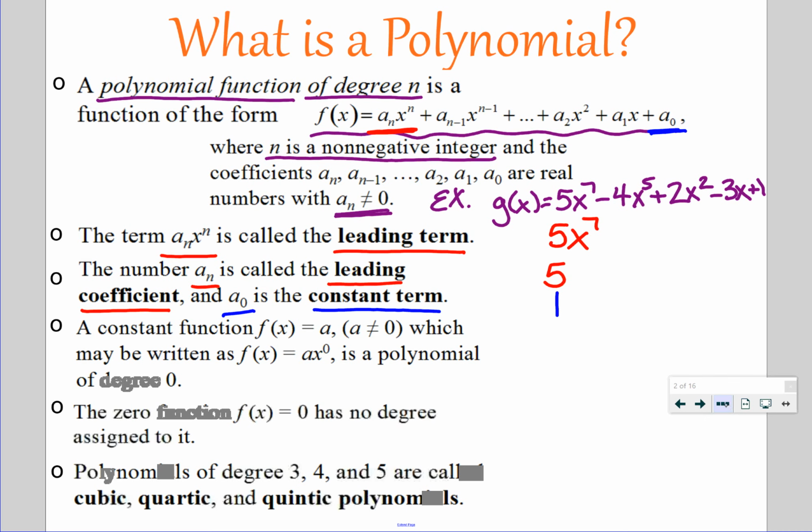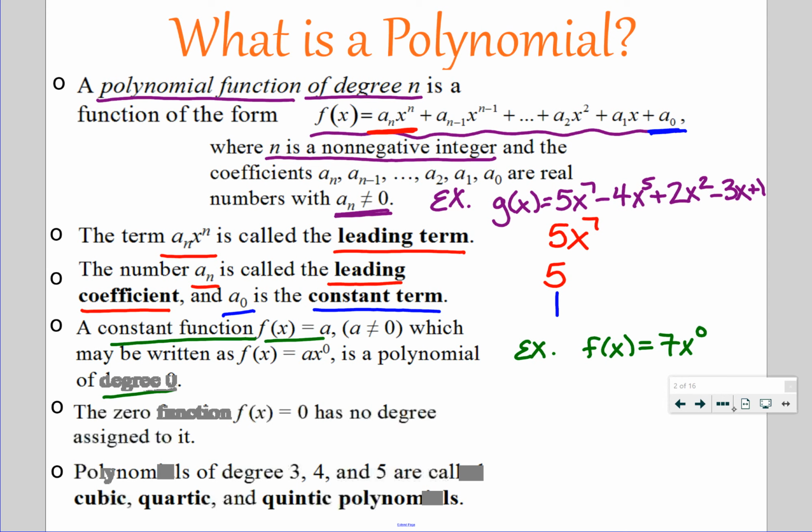Then we have a couple special cases of polynomials. The first is the constant function. The constant function is f of x equals a, or essentially y equals a number. We've seen those before. Those are our horizontal lines. An example of a constant function would be f of x equals 7. This is a polynomial of degree 0, and we say it's degree 0 because at the end of it we can always put an x to the 0 power. Remember from our exponent rules, anything to the 0 power is equal to 1, so that's not changing what my function is equal to.